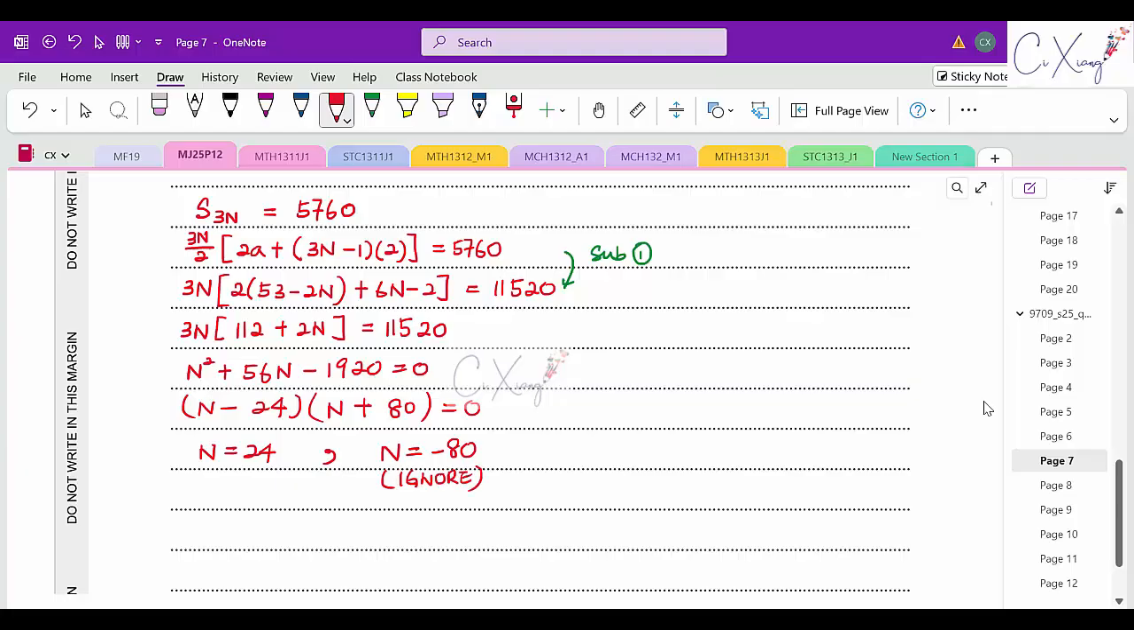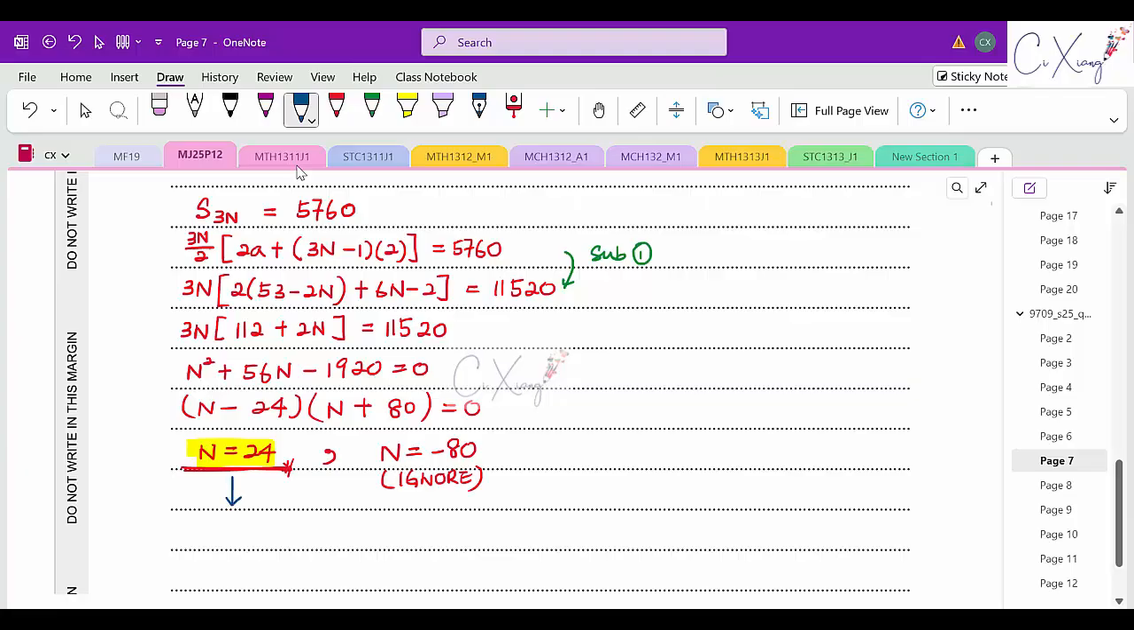So in an arithmetic progression, we can't have a negative term. We usually have a positive term only, right? Okay, I'm having n equals 24. And after that, we will want to find out the value of a as well, right? So here, this is part of our answer already. n equals 24. Then let's continue further and find the a.